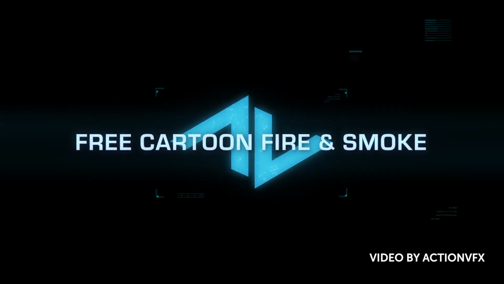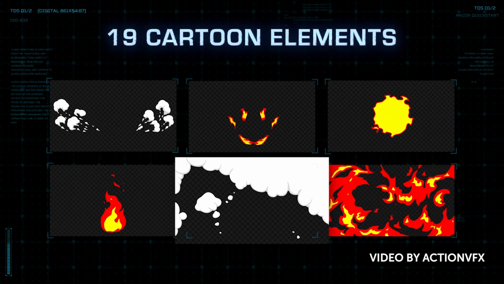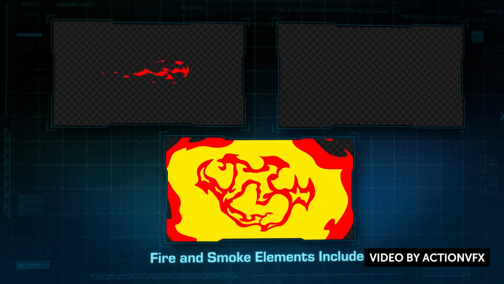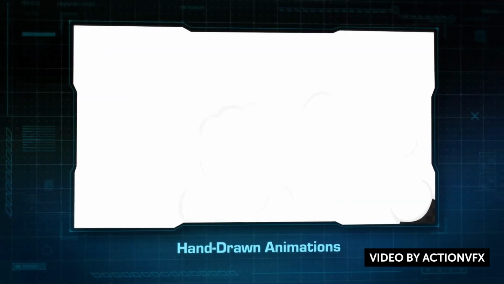It's called the Free Cartoon and Smoke Stock Footage Pack. It's 19 hand-drawn fire and smoke elements, a really cool style, unique for an anime look, cartoon look. It's available in HD and 4K at 23.98 FPS, 12-bit ProRes, pre-keyed, and again, it is absolutely free. So awesome stuff from the folks over at ActionVFX.